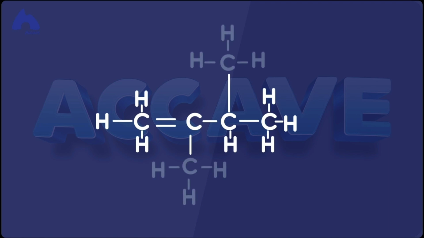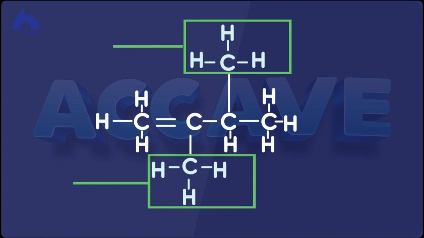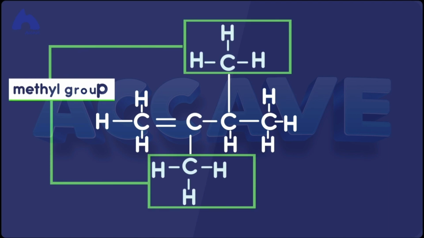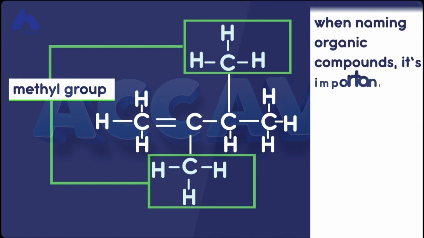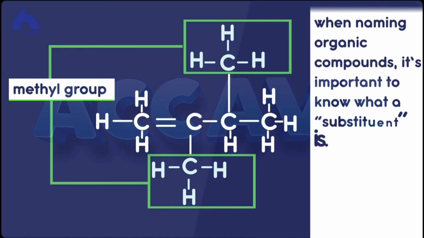You see an organic compound like this, 1, 2, 3, 4, with a double bond and 2 different metals attached to it. Don't be frightened when you see these complex organic compounds like this. One of the major things you need to understand in naming organic compounds is what a substituent is.